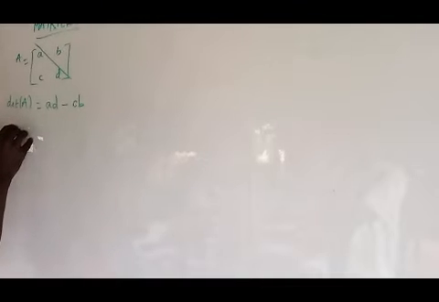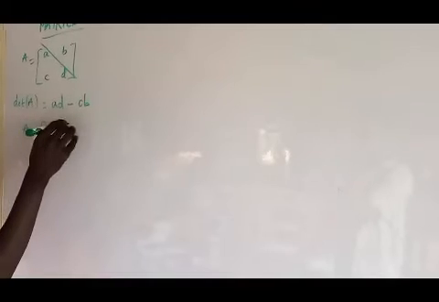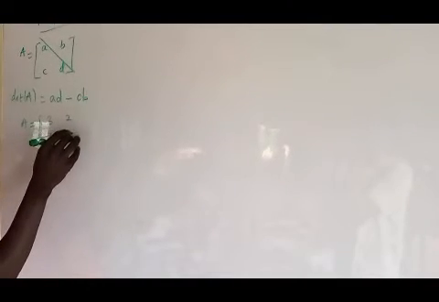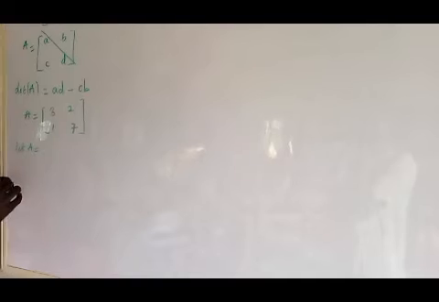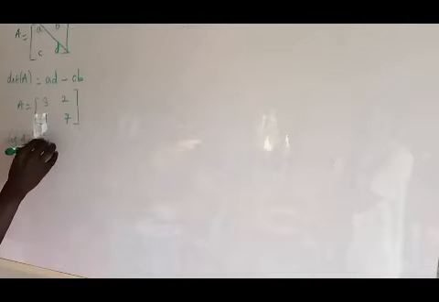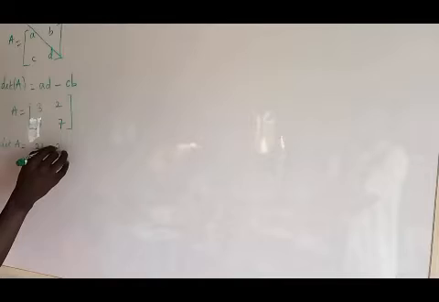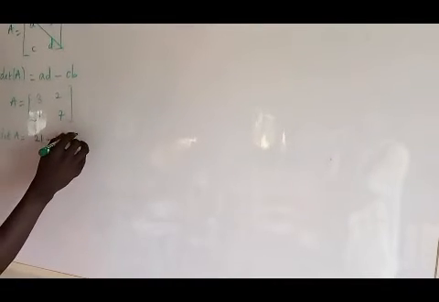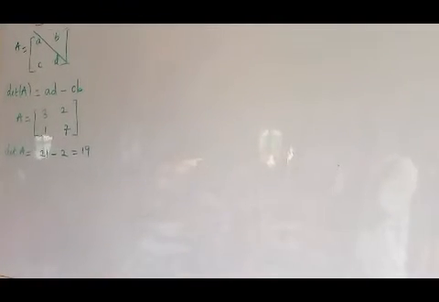So let's see an example under that. Let's say I have A equals 3, 2, 1, 7. Let's say I want to find the determinant of A here. If I'm to find the determinant of A, how will I do that? 3 multiplied by 7 is 21, minus 1 multiplied by 2, which is 2. Then 21 minus 2 will give us 19. That means the determinant of set A here is 19. So I hope you understand that.